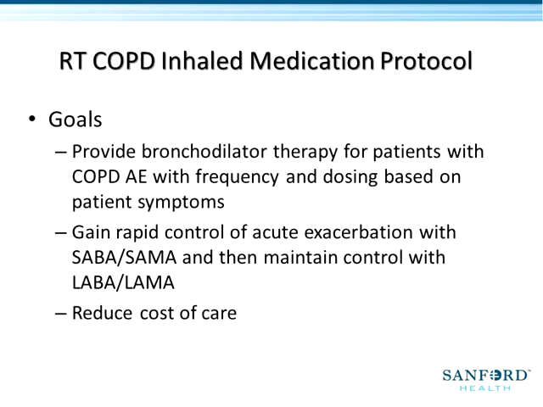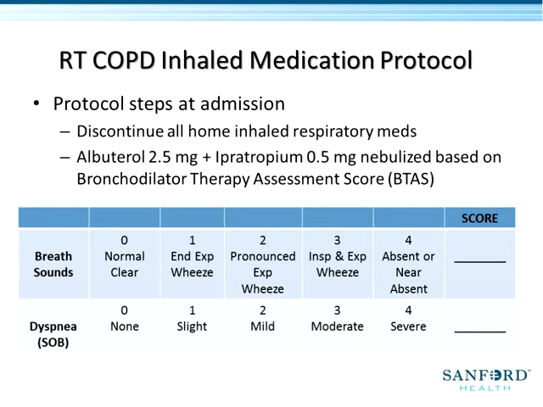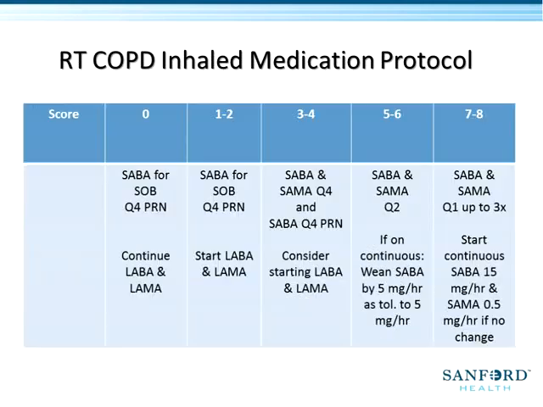We discontinue all the home inhaled medications on admission and start albuterol and ipratropium with the frequency determined by patient symptoms, including breath sounds and dyspnea, as well as the patient's perceived dyspnea level. Those symptoms are given numerical values which are added together. That score is then used to determine frequency of treatments. Most of our patients are on the short-acting bronchodilators at a frequency of every 4 hours for the first 24 hours. And when a patient is in the 3 to 4 score range, the therapist can then evaluate to move to long-acting bronchodilators.